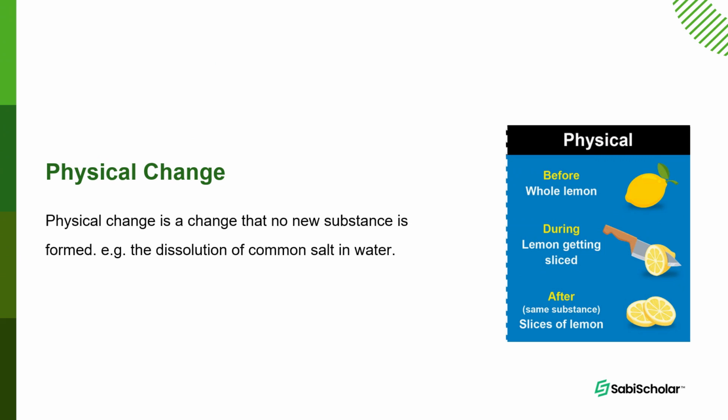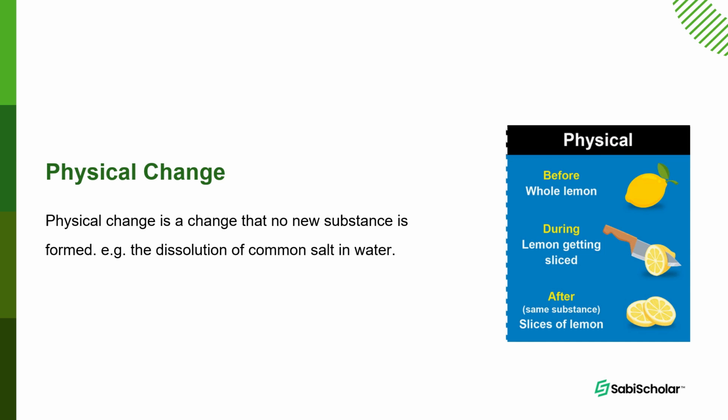A physical change is a change in which no new substance is formed and is usually reversible. That means nothing new is formed, okay, and you can reverse it back to the way it was. Example, dissolving, or you say dissolution of common salt in water, melting of candle wax, melting of ice. These things are physical changes because nothing new is formed.